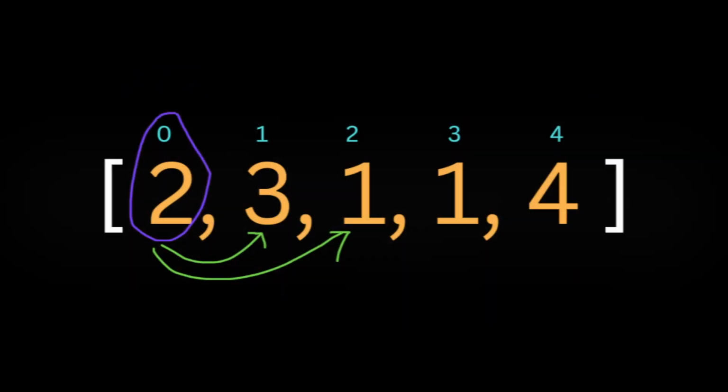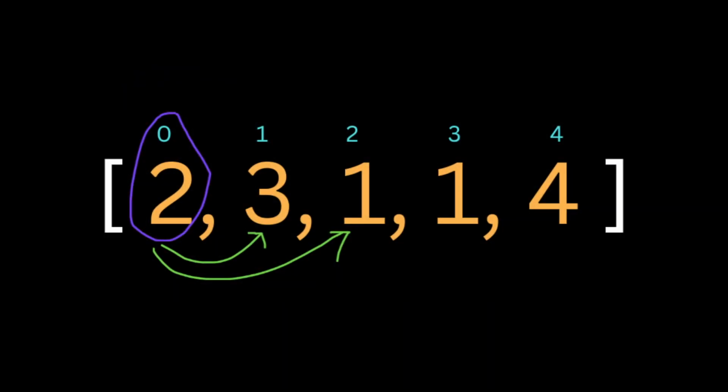So let's say we have this example. Can we reach the end of this list? We have 2 at index 0, 3 at index 1, 1 at index 2, 1 at index 3, and 4 at index 4. Starting at index 0, which has the number 2. So how many steps can we jump? We can jump 1 step, and for that, we're going to reach the next number. And also we can jump 2 steps, so we're going to reach the number 1.